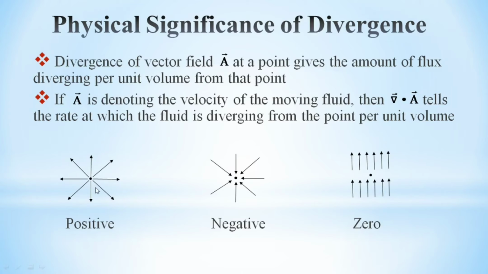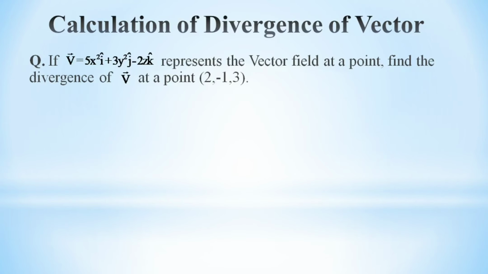Whenever the flux is going outward from a single point, we call it positive divergence. Whenever the flux is coming towards a single point from all directions, we call it negative divergence. Whenever there is no relationship between the point and the flux direction, we call it zero divergence. This is the physical significance of divergence of a vector field.